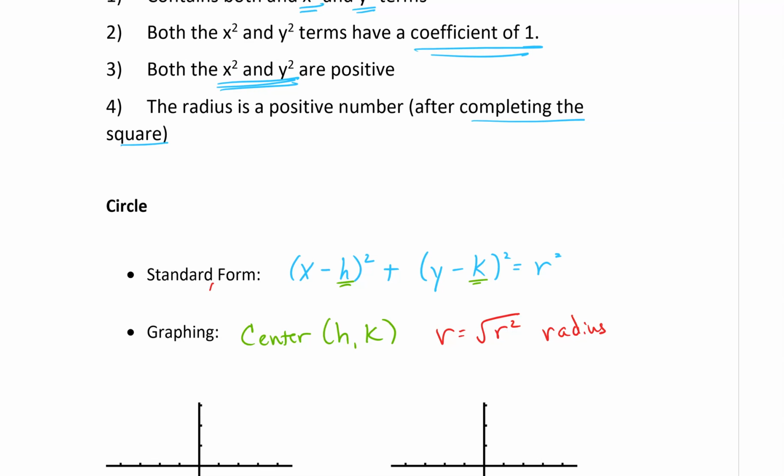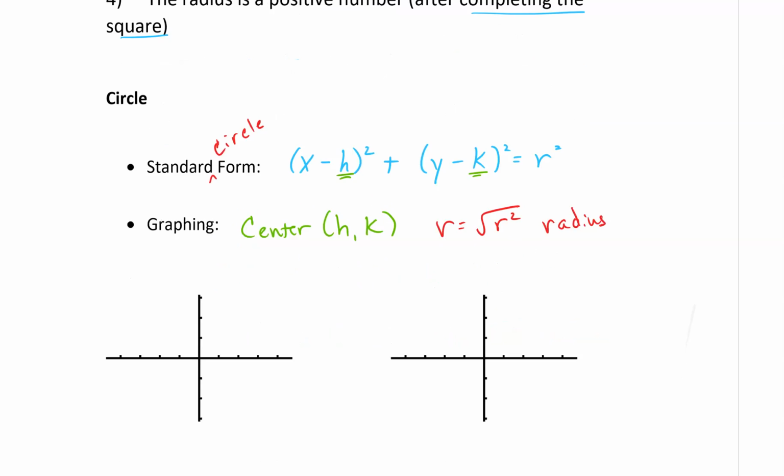This is also, by the way, called the standard form of a circle. Sometimes they will say it's the general form of a circle. Just know if I want a standard form of a circle or something like that, I want it so I can quickly pull out the center and find the radius quickly. Now, here's what I mean by this.